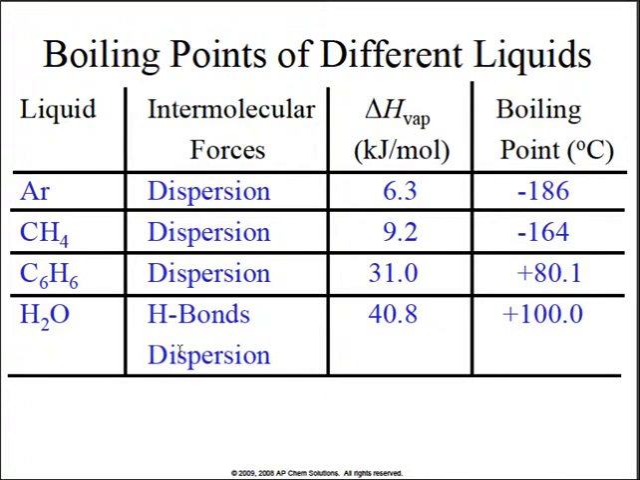Now water has London dispersion forces, but it also has hydrogen bonding. Because of that, its intermolecular forces are very strong. That's why the delta H of vaporization is very high, and the boiling point is also high. So again, what's the connection? It's intermolecular forces. The stronger the intermolecular forces, the higher the delta H of vaporization and the higher the boiling point. And the opposite is also true.